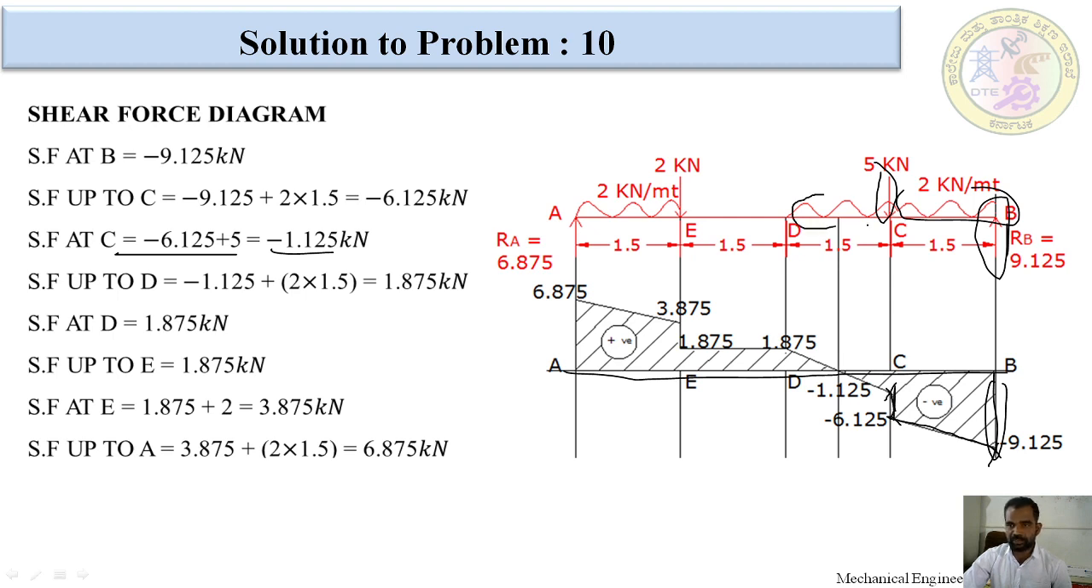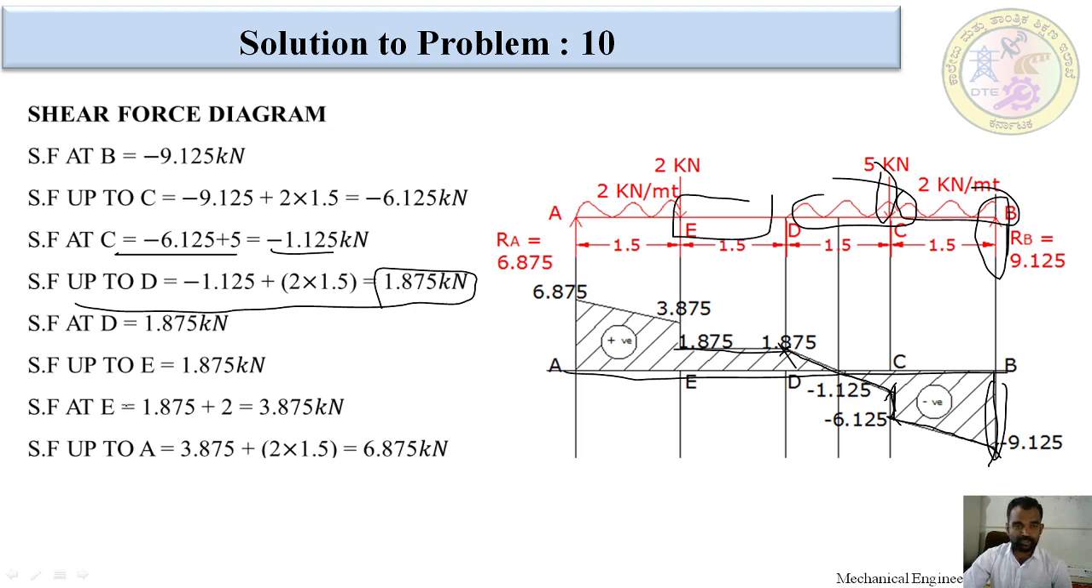After that, UDL, don't draw a horizontal line. First of all, up to D point, how much did we get? Positive 1.87. Above the baseline we have to do this. Mark it and join with the inclined line because it is having UDL. After that, here there is no load. For that reason, we draw a horizontal line.